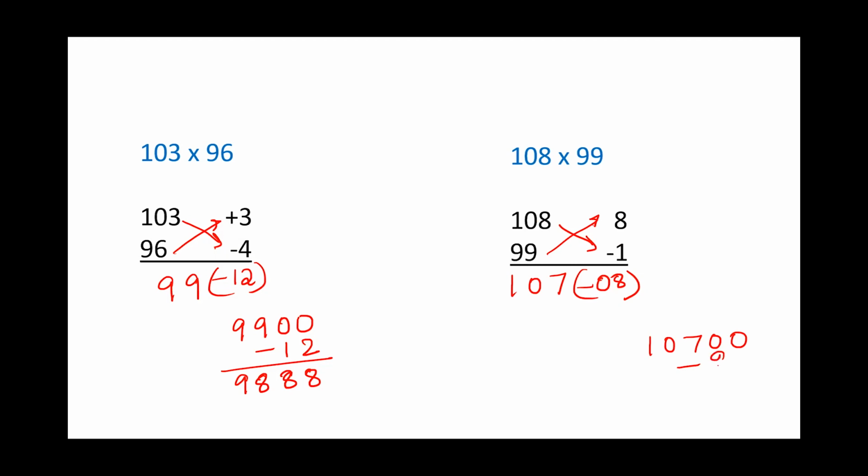10700 minus 08. So you get 10692. So your final answer is 10692. Right. So it need not be that both the numbers are more than 100 or both the numbers are less than 100. It could be one is more and one is less. Only thing you have to take care is if there is a negative, you have to borrow from the neighbor and get the final answer.